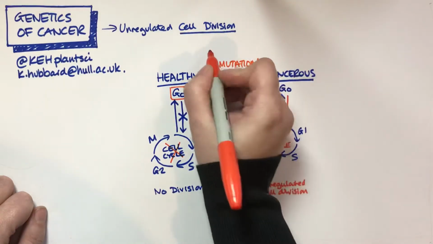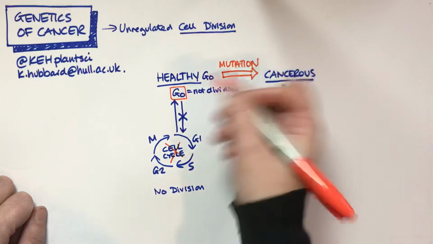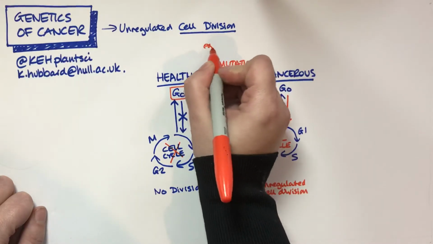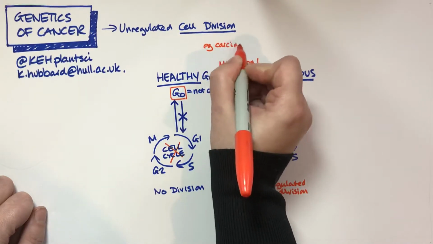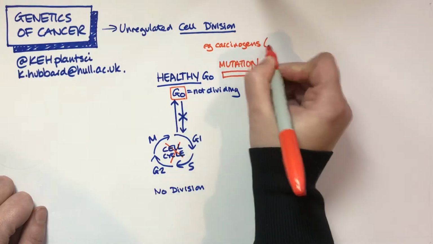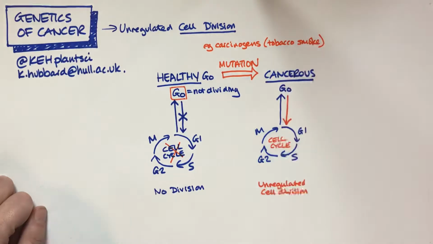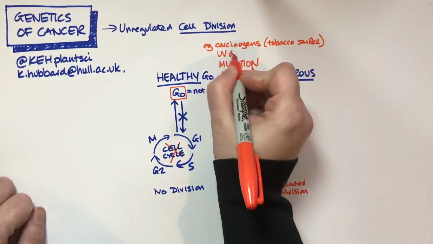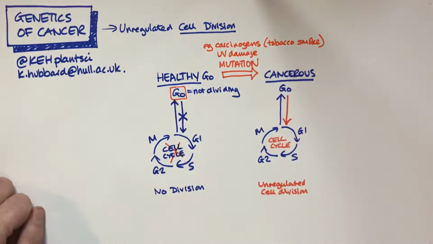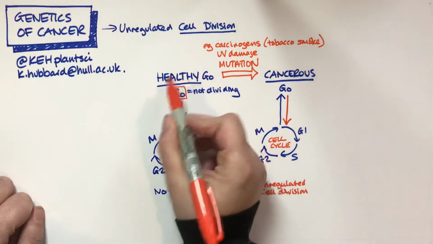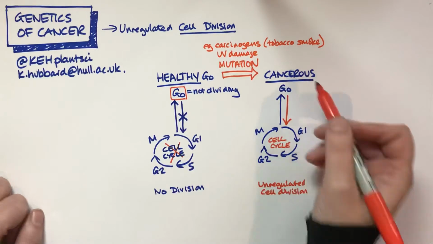So, things that cause mutations, other than just age, we might have carcinogens. For example, in tobacco smoke, there are compounds that actually bind into your DNA. They shove themselves into the DNA and cause mutations. So, tobacco smoke is carcinogenic. Then there's UV damage. If you spend a lot of time on sunbeds or in the sun, you're more likely to have mutations, so you're more likely to go from the healthy state to the cancerous state.